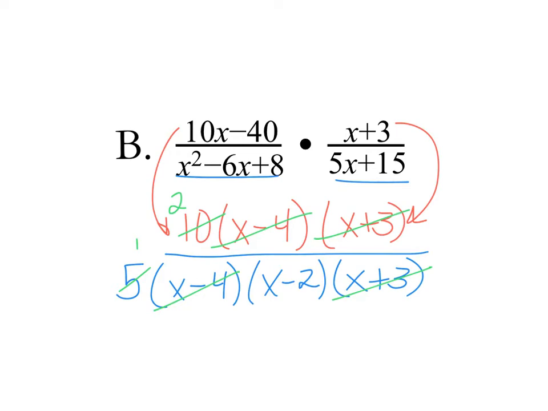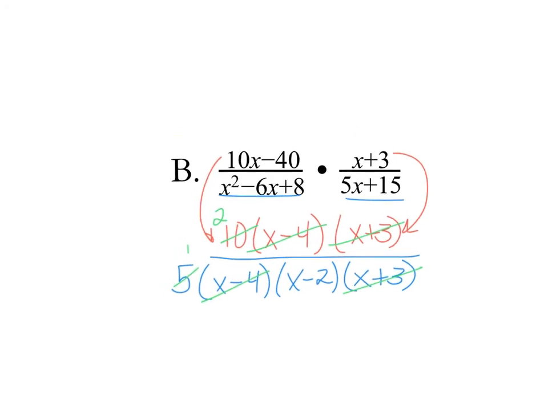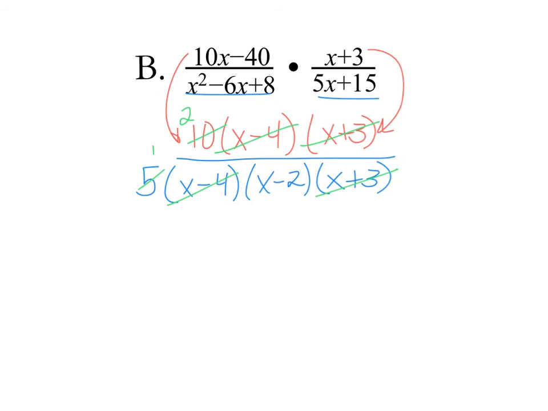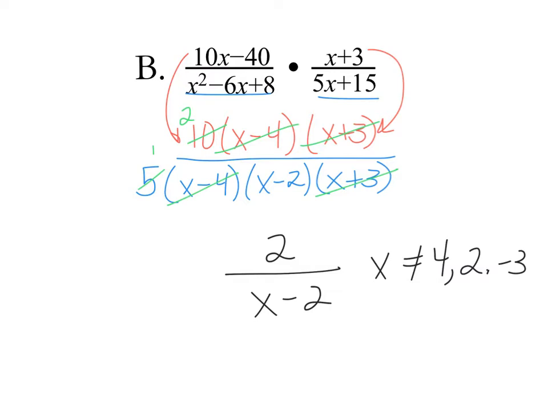So our final answer here, let's put it in black, will be 2 divided by x minus 2. And again, x must not equal any value that makes my denominator 0. So 4, 2, negative 3. Even though we canceled those factors, they still affect our domain.